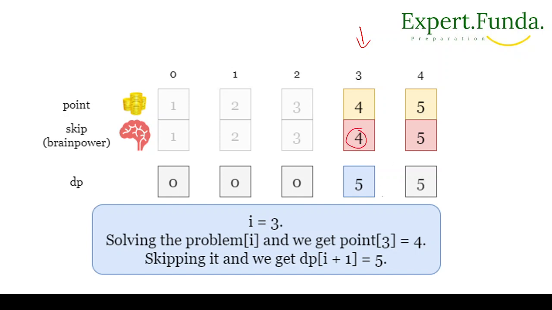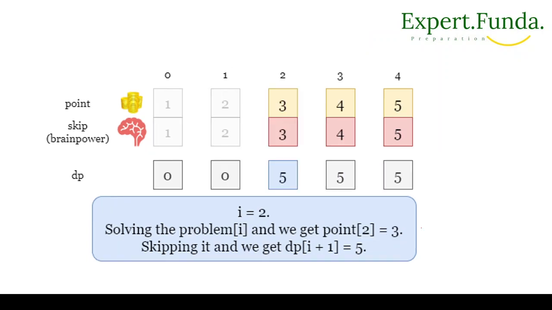Okay, so the points is 4 that we have, right, but we have to skip how many questions? 4 questions. So the next 4 questions we have to skip. So I plus 1 is nothing but 5 now, right? Next what we will do is skip from I equal to 2 now, because we are filling backward, right, we are going backward here.